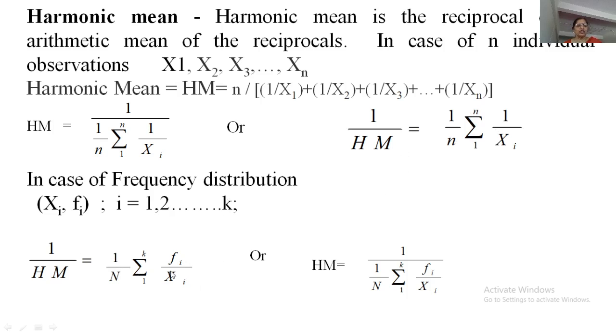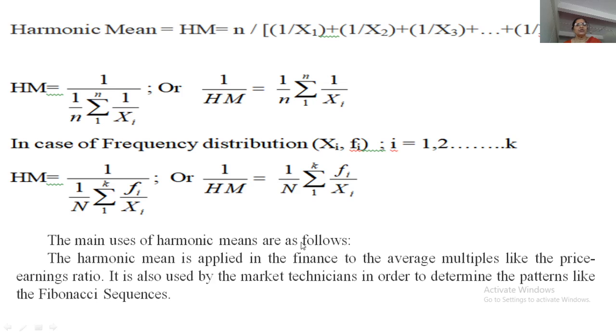So in case of frequency distribution, 1 upon HM is equal to 1 upon capital N summation of fi upon xi, or HM is equal to N upon summation from i equals 1 to k of fi upon xi. So this is the same definition where we use the arithmetic harmonic mean. Harmonic mean is generally used in finance in order to average multiples like the price-earnings ratio, etc. Also, harmonic mean is used by market technicians in order to determine patterns like Fibonacci sequences.